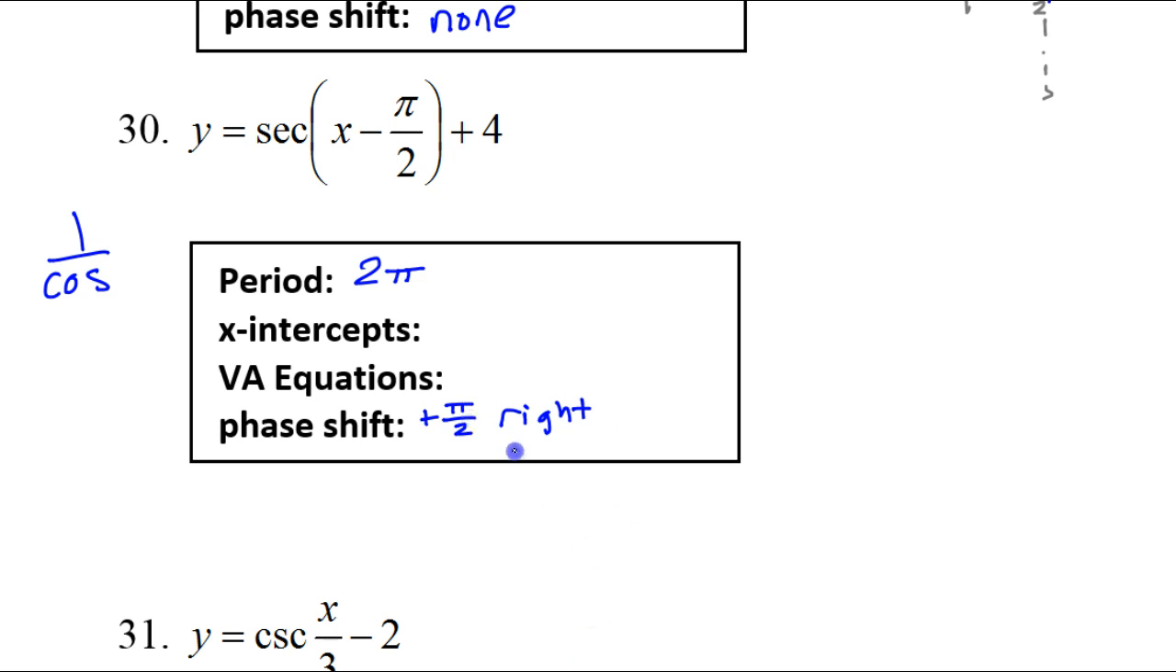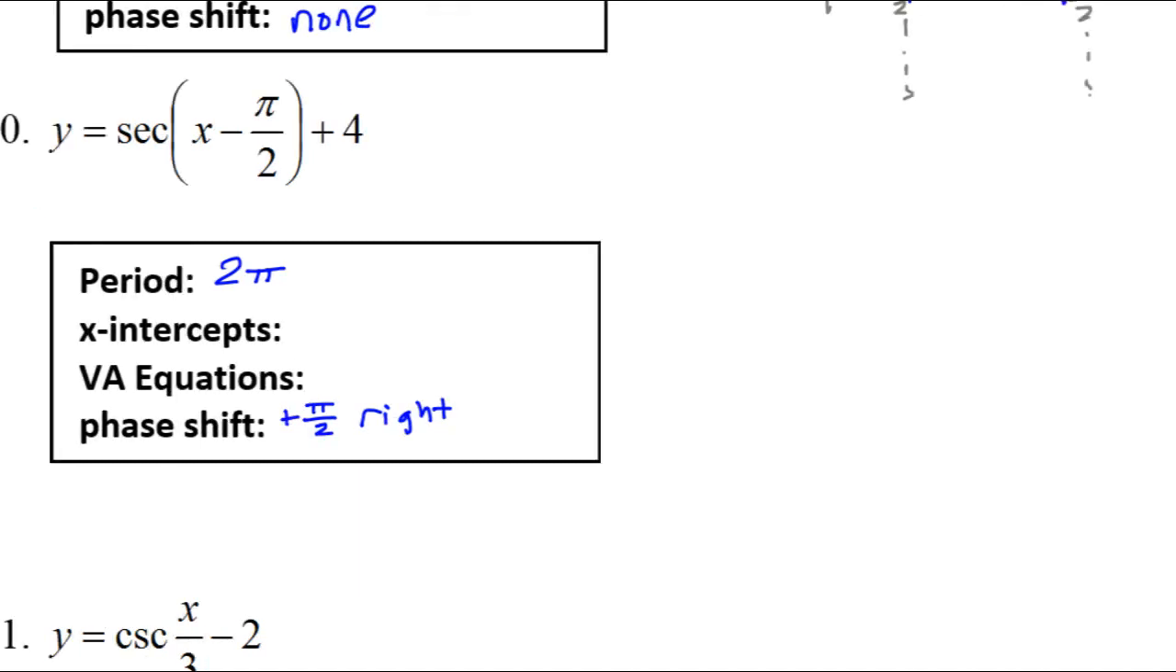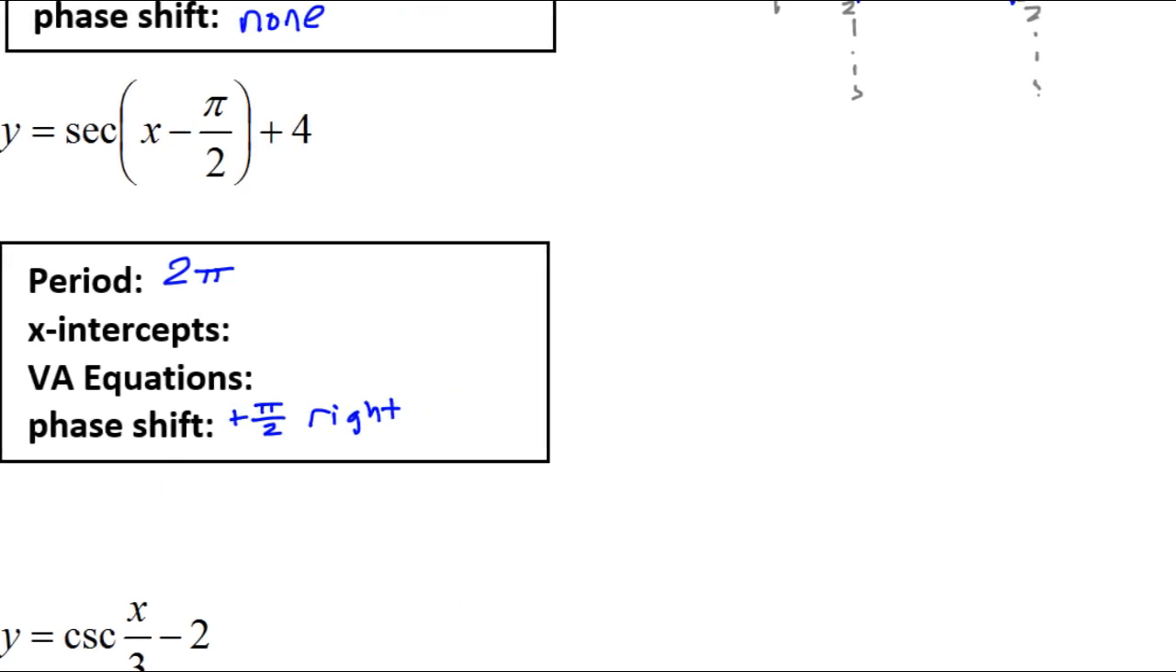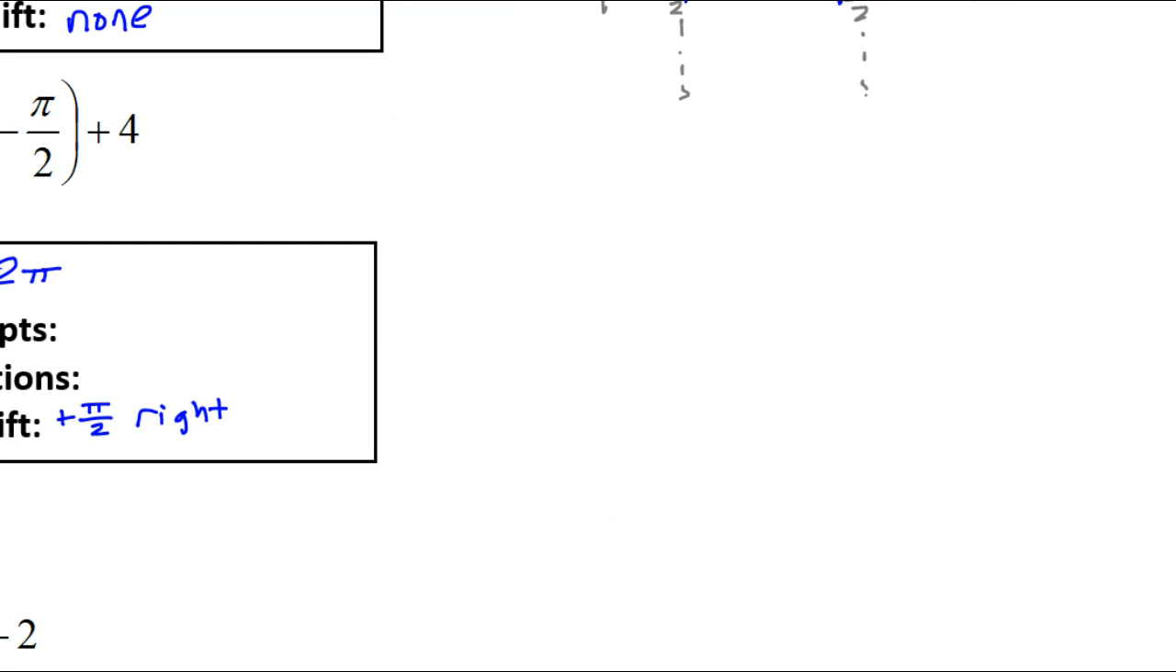Anytime there is a phase shift, I would recommend starting your graph with the phase shift. So that's what I'm going to do right now. Because this is 1 over cosine, what we do is we graph the cosine function first and then base the graph off of a sketch of the cosine function. So I'm going to graph the cosine function, but I'm going to make sure that I'm starting with the phase shift. So here's my x-axis.